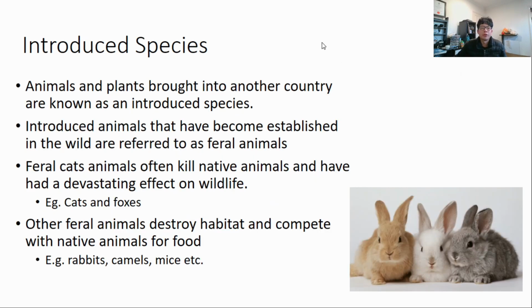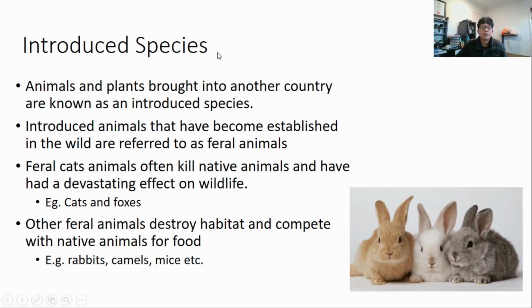Alright, so the next major human impact that affects our ecosystems is known as introduced species, and this is when animals and plants are brought into another country. Introduced animals that have become established in the wild are referred to as feral animals. Feral cats and foxes often kill native animals, which is a big problem, and have a devastating effect on wildlife. Also, other feral animals destroy habitat and compete with native animals for food, such as rabbits, camels, and mice.